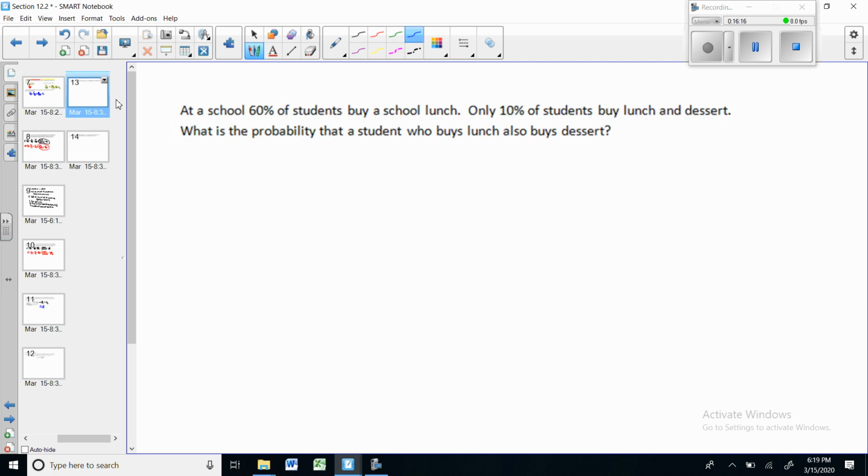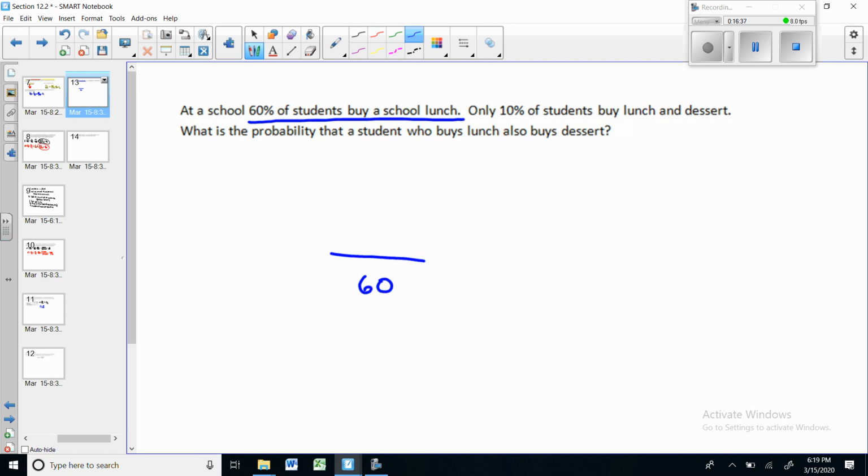At a school, 60% of the students buy a school lunch. Only 10% of the students buy lunch and a dessert. What is the probability that a student who buys lunch also buys dessert? Well, what you want to look at is this very first piece. How many buy the school lunch? That is your denominator. Okay, so there's a 60% chance that happens.